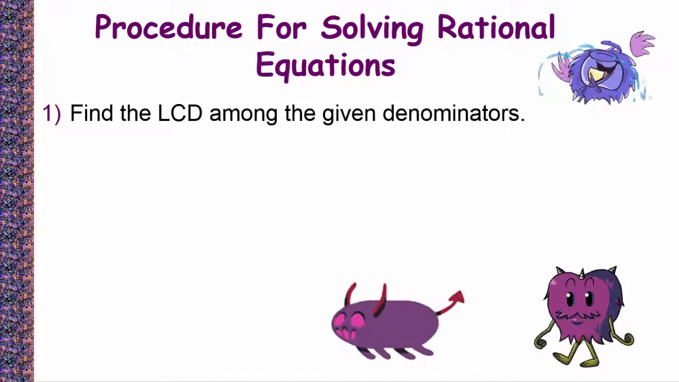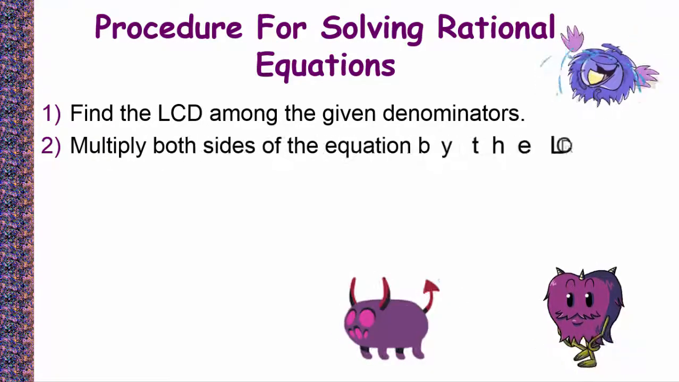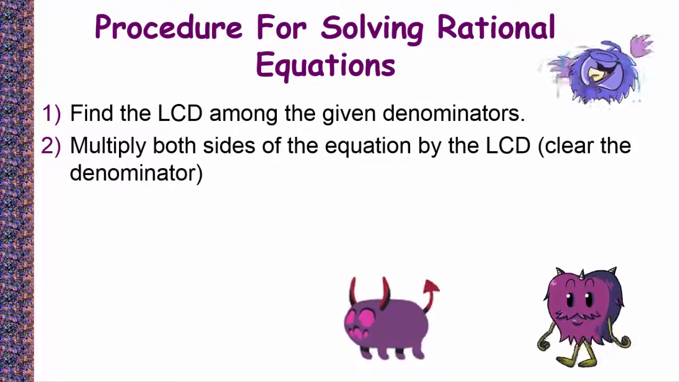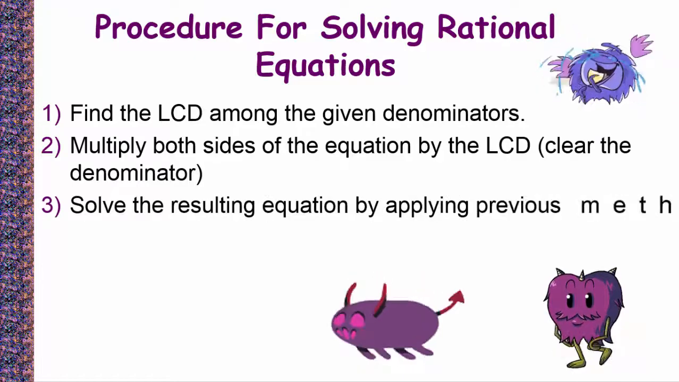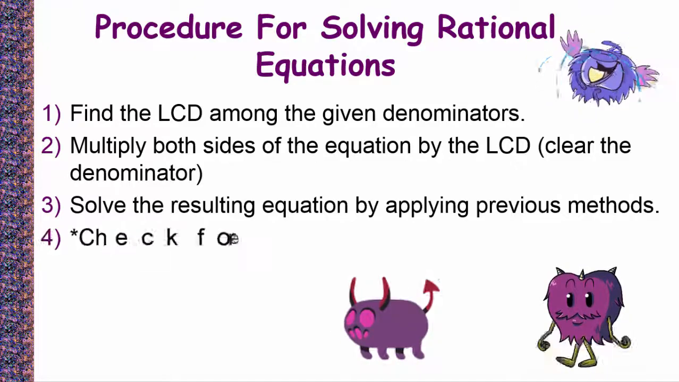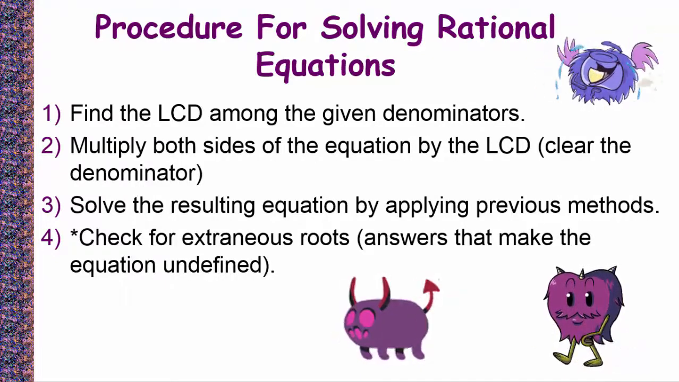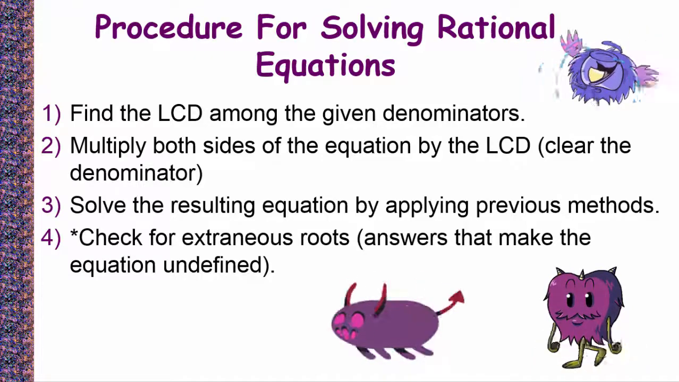The first thing you want to do is find the lowest common denominator among the given denominators. The second thing you want to do is multiply both sides of the equation by the lowest common denominator in order to clear the denominator. Third, you want to solve the resulting equation by applying the previous methods. And four, you want to check for extraneous roots. Sometimes the answers that you get will be undefined, so you want to make sure that none of your answers are undefined.